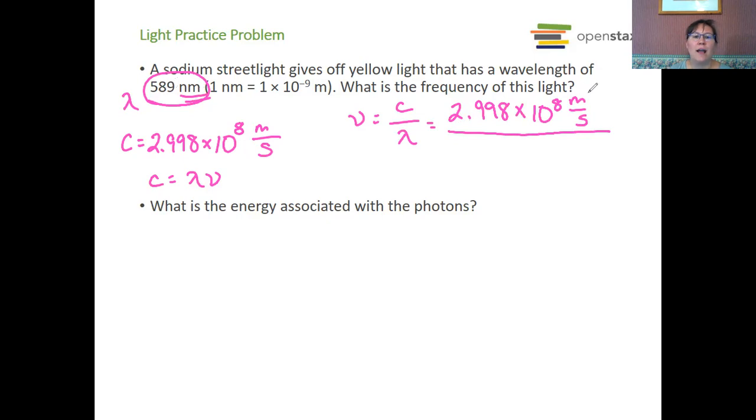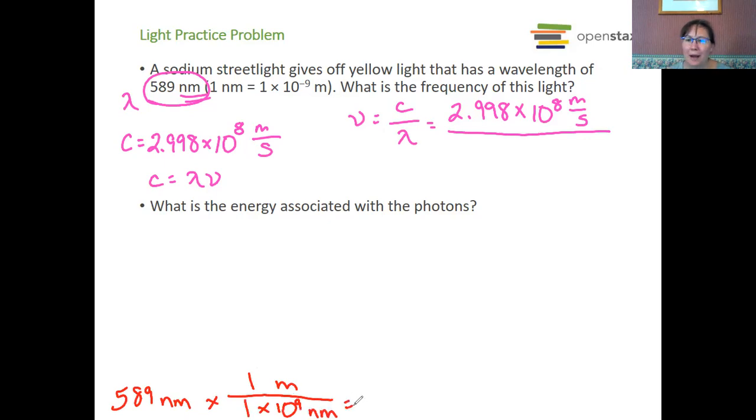So before I can go any farther, what I need to do is convert that, okay? And so we can do that by saying 589 nanometers times 1 meter over 1 times 10 to the 9th nanometers.